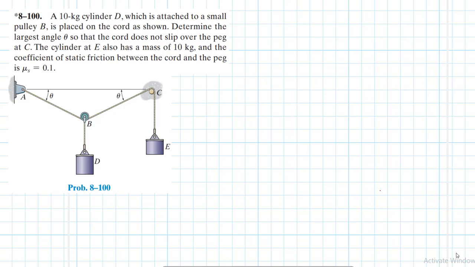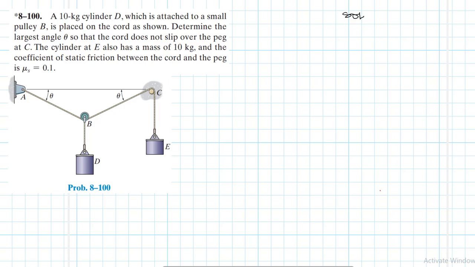The problem reads: a 10 kg cylinder D, which is attached to a small pulley B, is placed on the cord as shown. Determine the largest angle theta so that the cord does not slip over the peg at C. The cylinder at E also has a mass of 10 kg and the coefficient of static friction between the cord and the peg is mu s equal to 0.1.